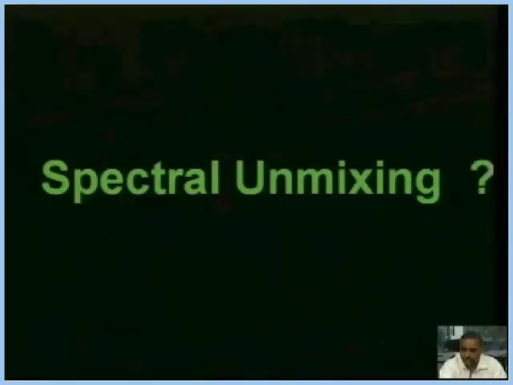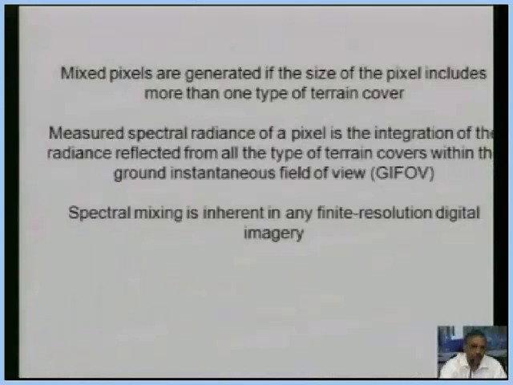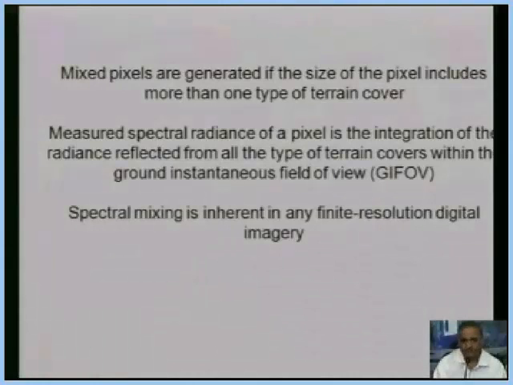Next comes the spectral unmixing part. In fact, mixed pixels are generated if the size of the pixel includes more than one type of terrain cover, which is usually the case, and the measured spectral radiance of a pixel is the integration of the radiance reflected from all types of terrain covers within the ground instantaneous field of view. For any finite resolution imagery, spectral mixing is inherent. It is inevitable.